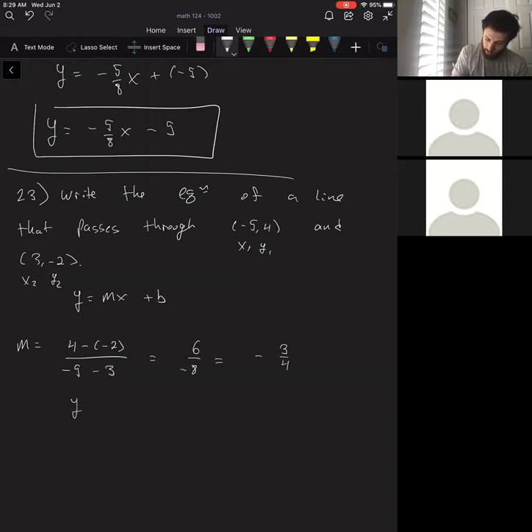So we know that y is equal to -3/4 x plus b. So now what we need to do is find b. So what we could do is take any of the points that were given and plug it into this equation to solve for b. Let's just take 3 minus 2. So let's take the point 3 minus 2, and let's plug it into this equation.